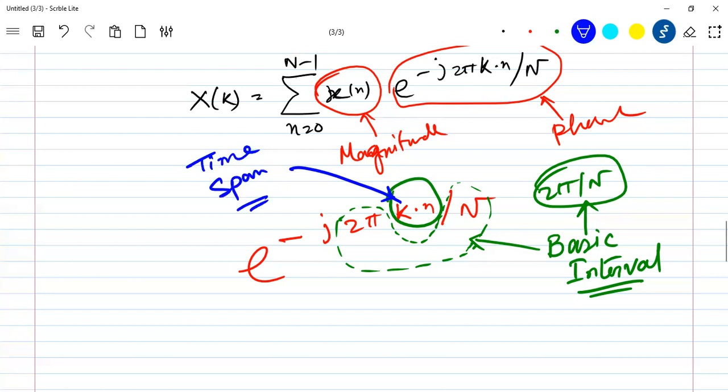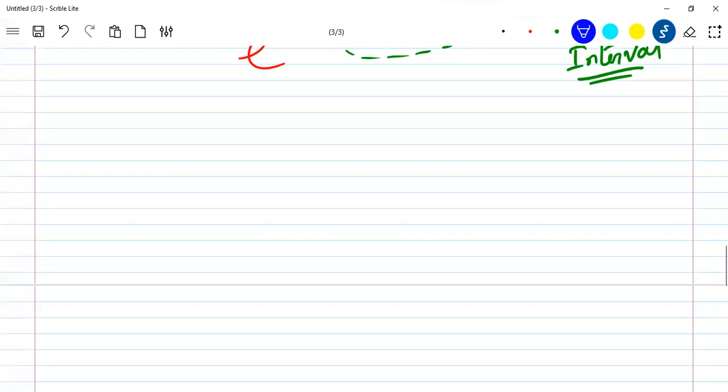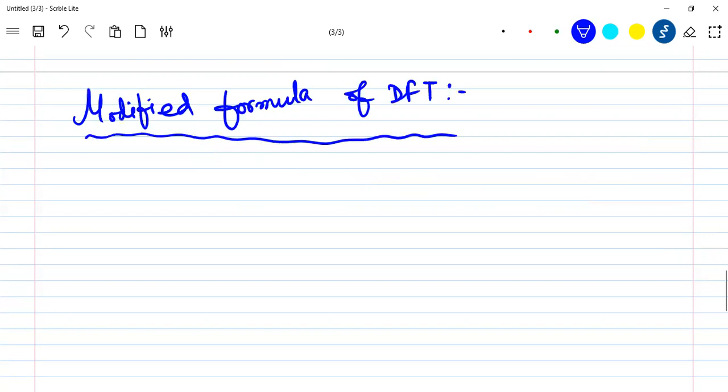Okay, so we just move to the next part that is very interesting. Today we have almost covered one third of your syllabus. Next we write down the modified formula of DFT.